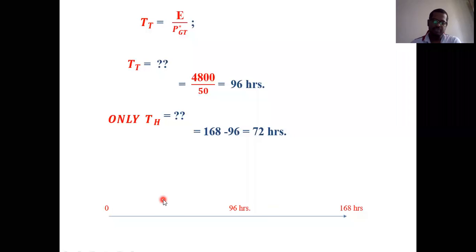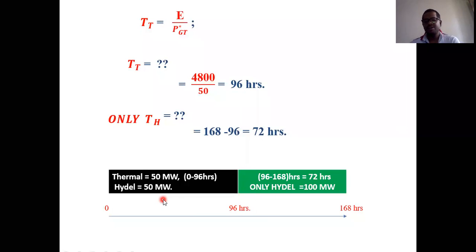Then how to represent this? Like this. In the first slot, from 0 to 96, both the power plants are in operating condition, and as we have already seen, the thermal power plant is producing power of 50 megawatts. Similarly, the hydro power plant is also producing 50 megawatts. So combined, the total power is 100 megawatts. It is the load power itself. So we can meet the load by the usage of thermal and hydro at the same time.